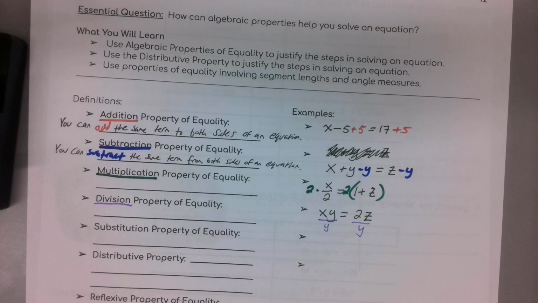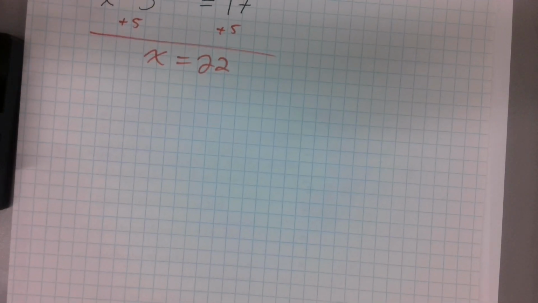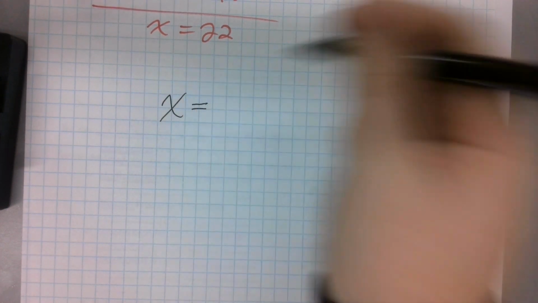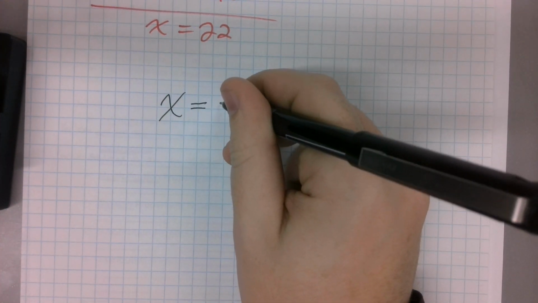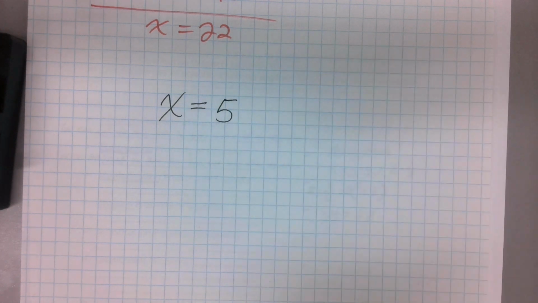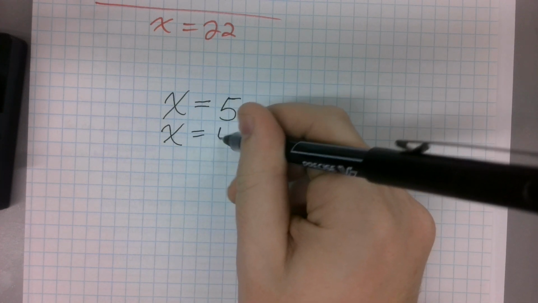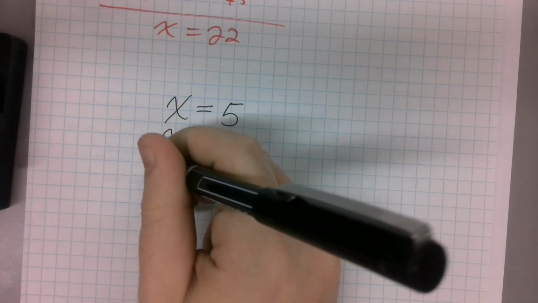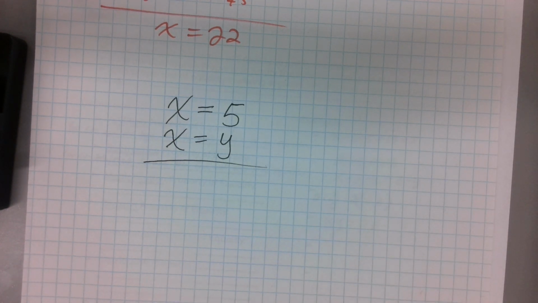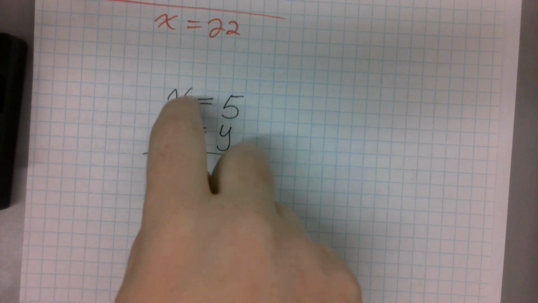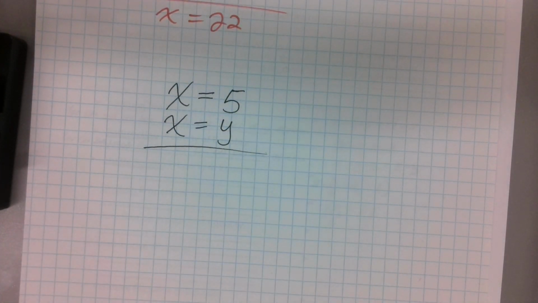The one rule that we might not be so used to is the substitution property of equality. Let me give you an example here. Let's say I tell you that some number x is equal to 5. Let's say I also tell you that some number x is equal to some variable y. Well, we can conclude that if x equals 5 and x equals y, then x, 5, and y must all be the same thing, right?